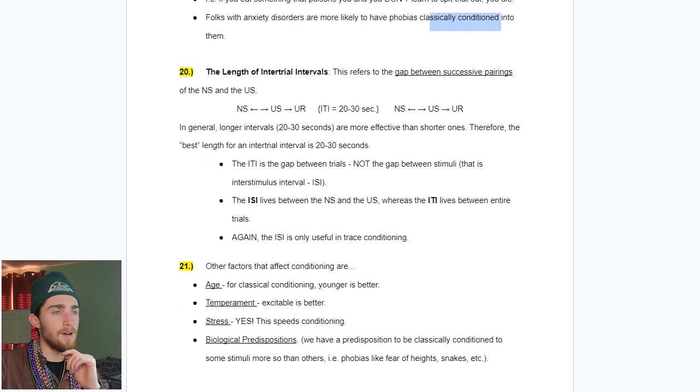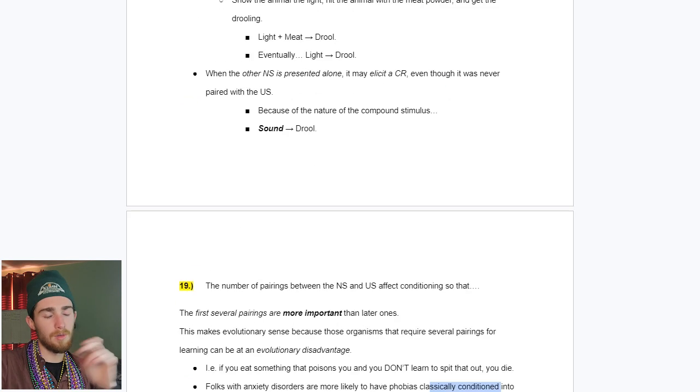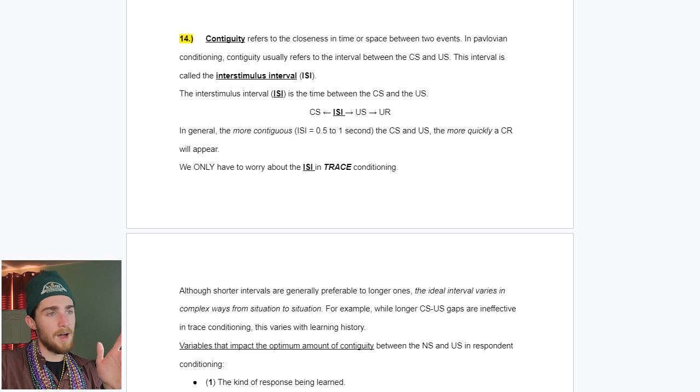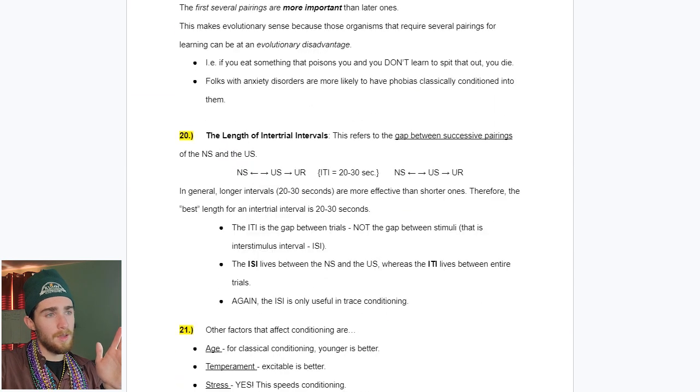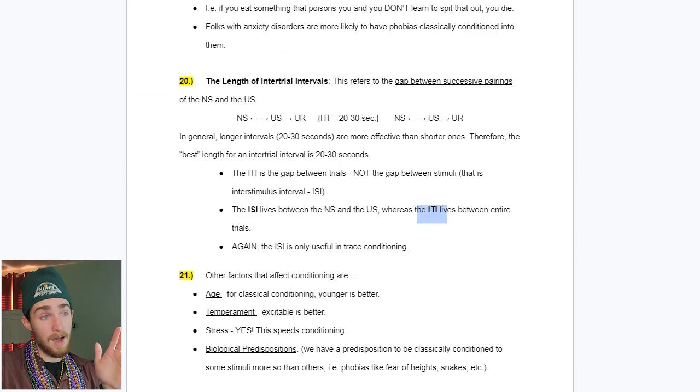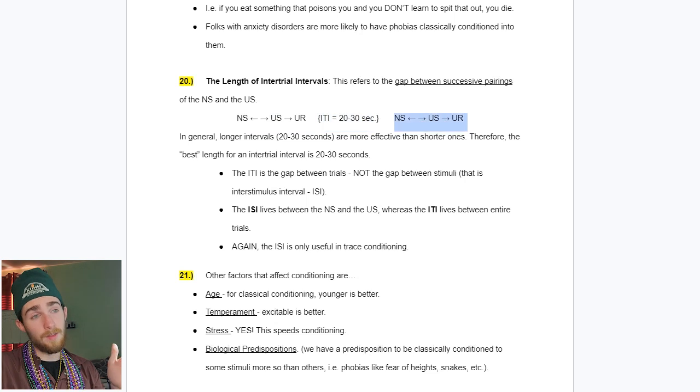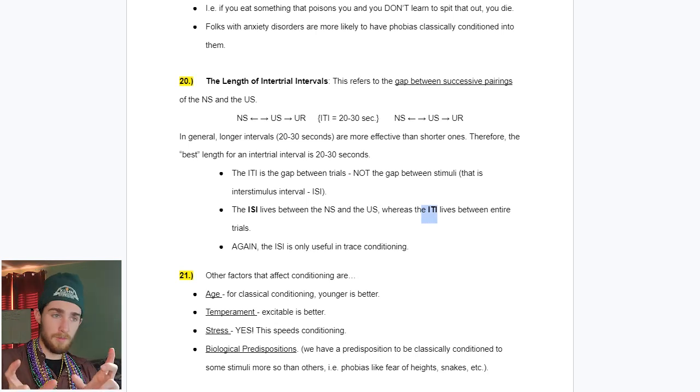All right, the length of intertrial intervals is another factor that influences classical conditioning. So remember the ISI. All right, so the ISI is the interstimulus interval. Now we are on to the intertrial interval, so the ITI. The intertrial interval is the gap between successive pairings. So we have a pairing, and then there's an intertrial interval, and then there's another pairing. Longer intervals are more effective than shorter ones. Longer intertrial intervals. We're talking 20 to 30 seconds. The intertrial interval lives between entire trials, whereas the interstimulus interval lives between the presentation of one stimulus and another.